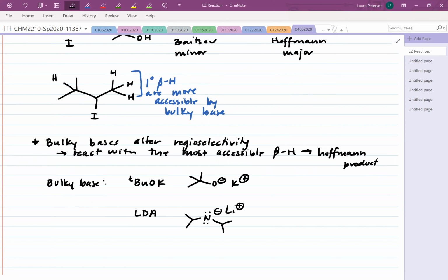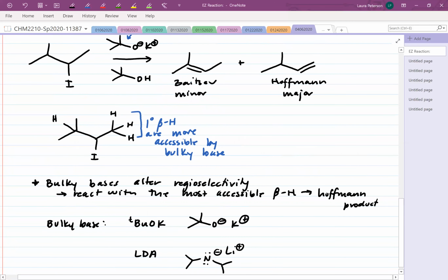Okay, and so when we use non-bulky bases, like we did in the case of methoxide in our first example, our regiochemistry would follow Zaitsev's rule and we would get the most substituted alkene as the major product. Okay, so just to recap that in one sentence then, the base that we're using in the E2 reaction is going to determine the regioselectivity. Okay, so in some cases we'll get the Zaitsev as the major product, other cases we'll get the Hofmann product as the major product.